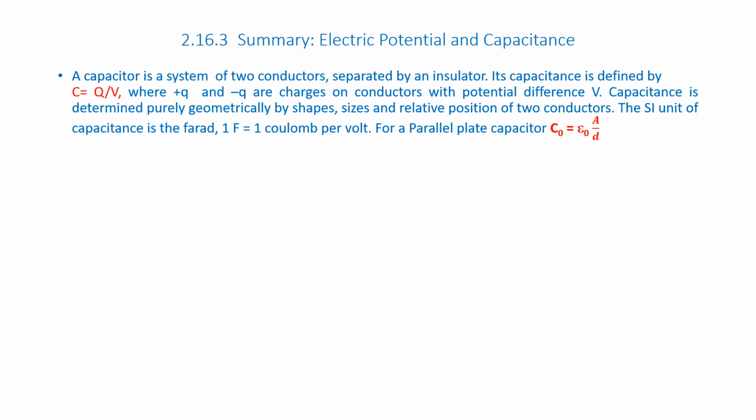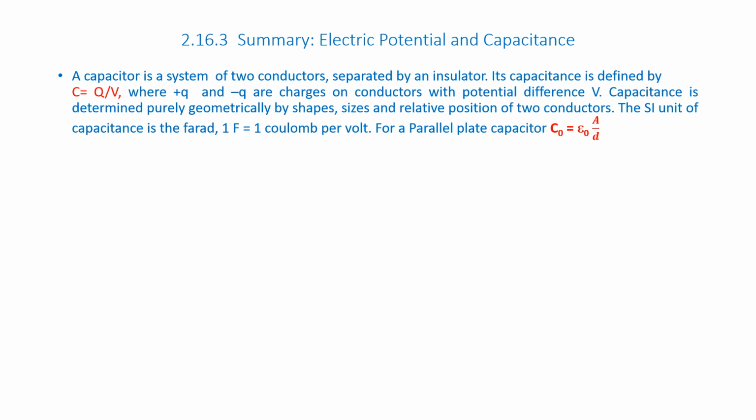Capacitance is determined purely geometrically by shape, size, and relative position of the two conductors. You see here, this is only the geometrical shape, and it is not depending on any other thing. Capacitance is purely geometrically determined by shape, size, and relative positions of the two conductors. The SI unit of capacitance is farad. 1 farad is equal to 1 coulomb per volt.